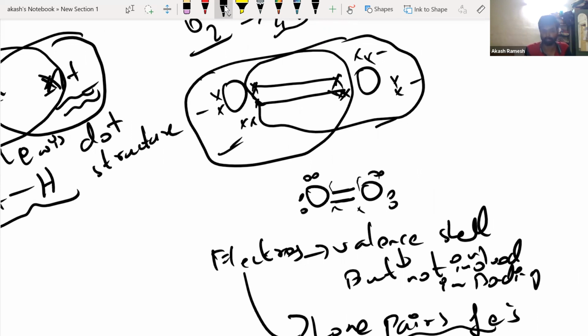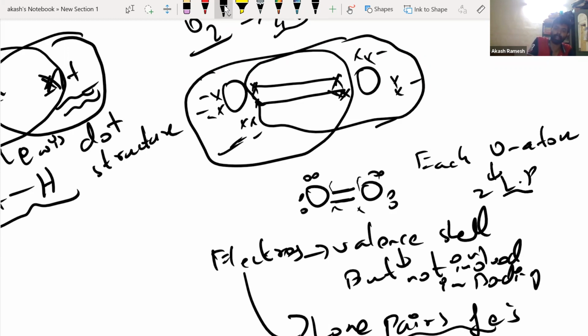What will be your answer? 2. Right? There are 4 electrons not involved in bonding, but I'm talking about a pair. One pair is 2 electrons, is it not? So each oxygen atom in this case has 2 lone pairs. LP represents lone pair.